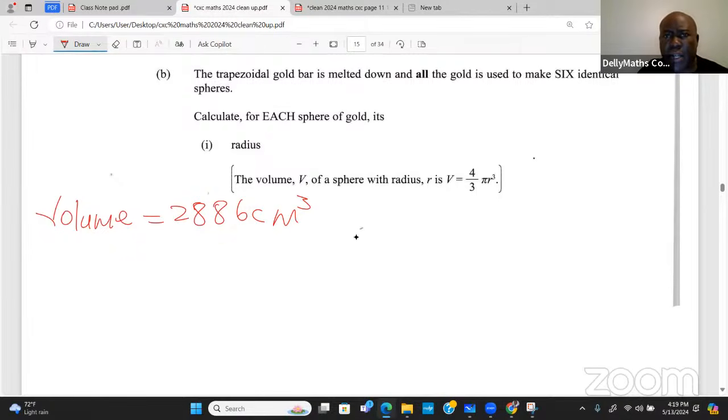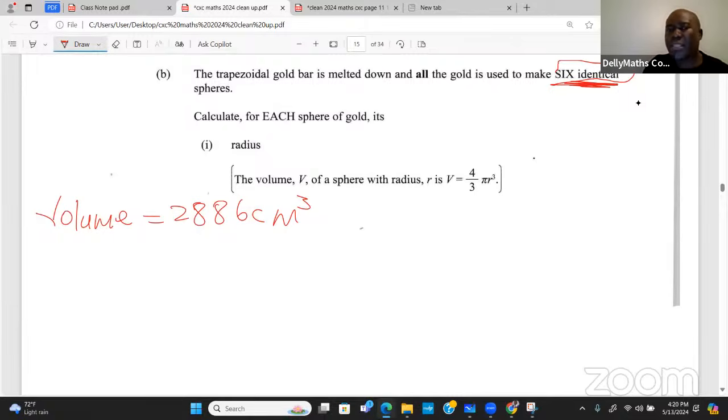Gold bar is melted down, and all the gold bar is used to make 6 identical spheres. All of it is made. Okay, is used to make 6 identical spheres. All right, good. Calculate for each sphere of gold its radius. Remember now, this is 6 identical. So this is the volume for 6, right? So what I could do is to change this and work with 1, because this is the volume for 6, right?